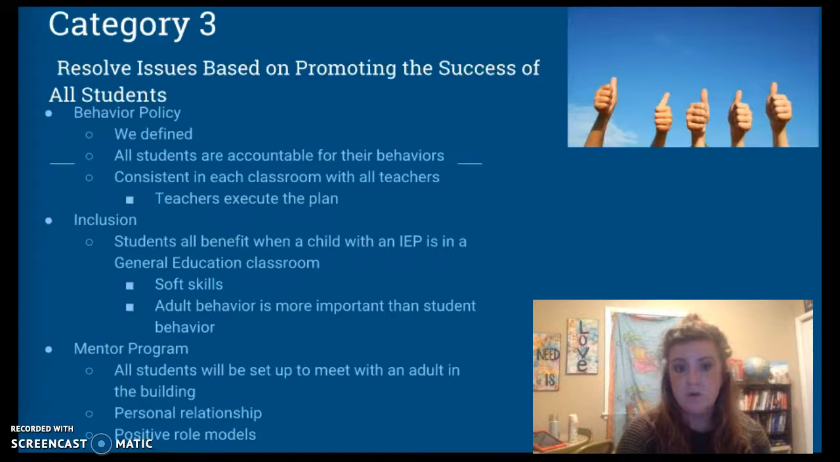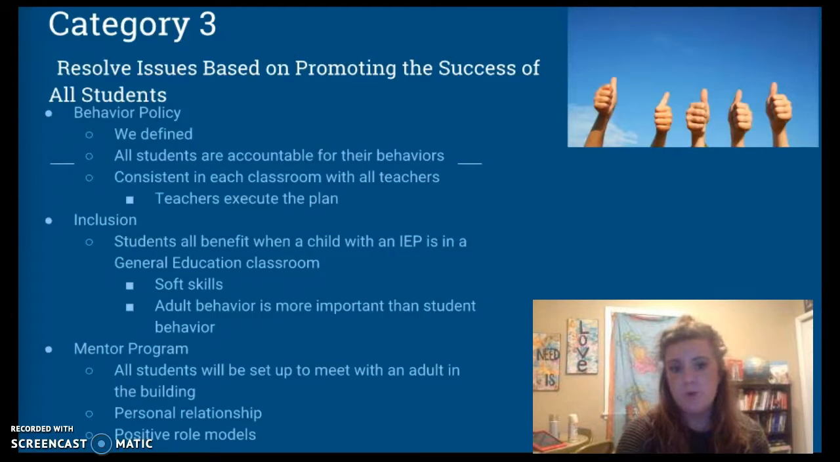All students will also see their teacher teach and manage all students in a correct manner. They need to see a good example. They need to see teachers manage these things. Because ultimately adult behavior in a situation is more important than student behavior, and it's important that students see that.